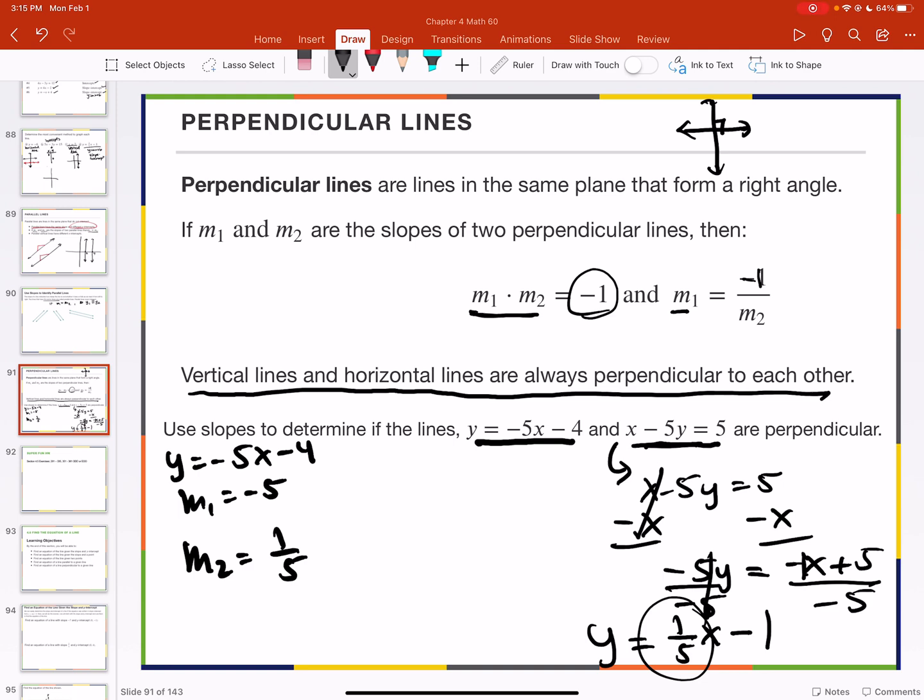So you see that they are negative reciprocals of each other, okay? You could also multiply them, m1 times m2, so -5 times positive 1/5, I should get -1, and I do. So that's another way you can check if they're perpendicular.